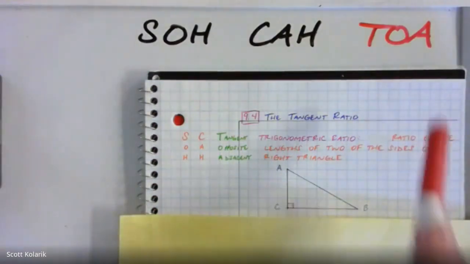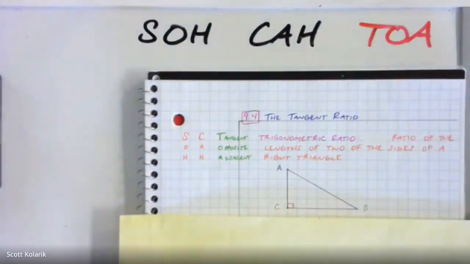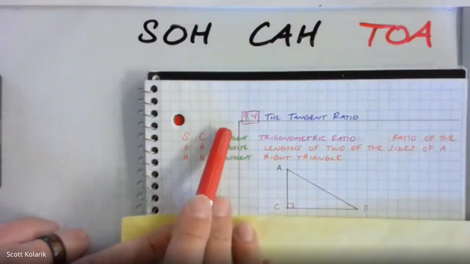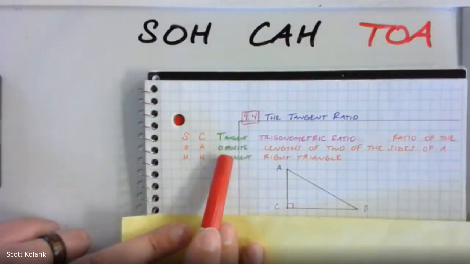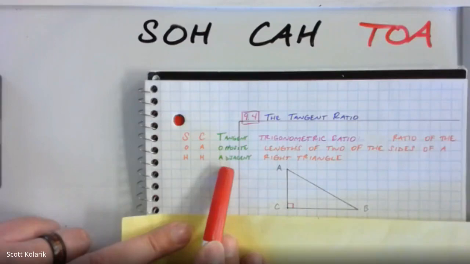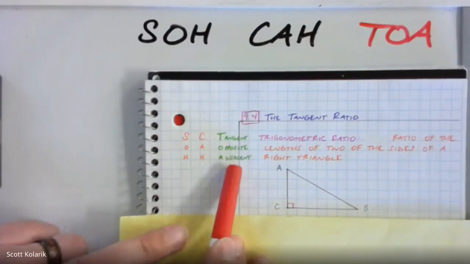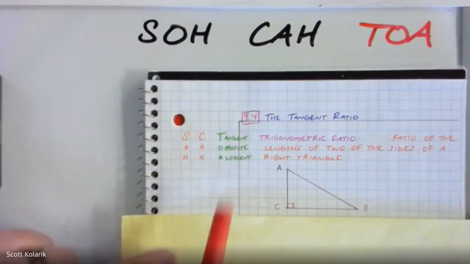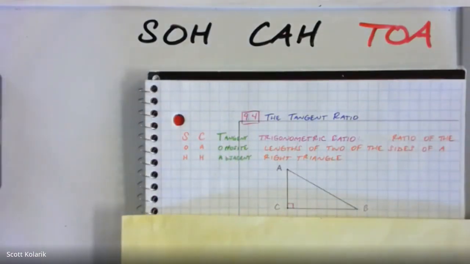Okay, so let's talk about the OA part of TOA. I've written over here in the margin, but for tangent, it's going to be associated with opposite over adjacent. Opposite over adjacent. So this is going to end up being the punchline for today's section, opposite over adjacent. But what does that refer to?